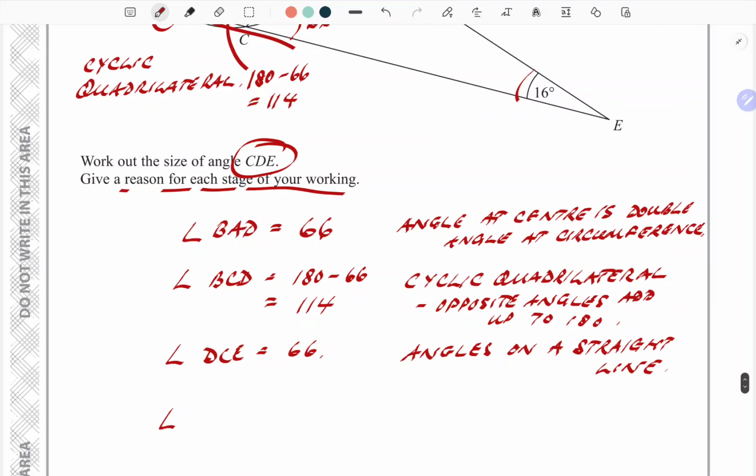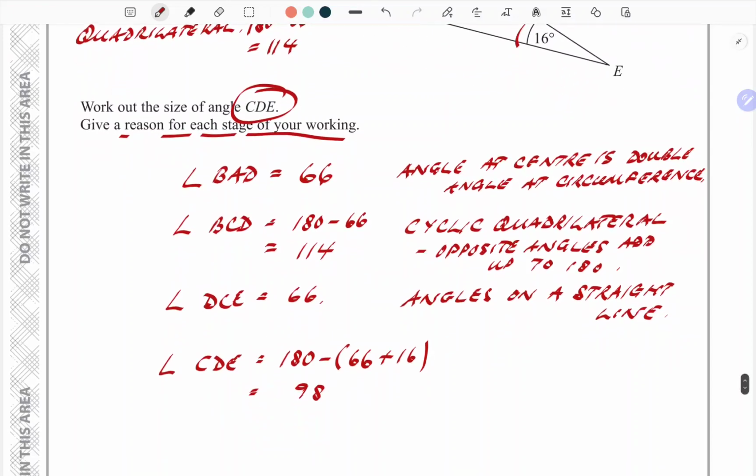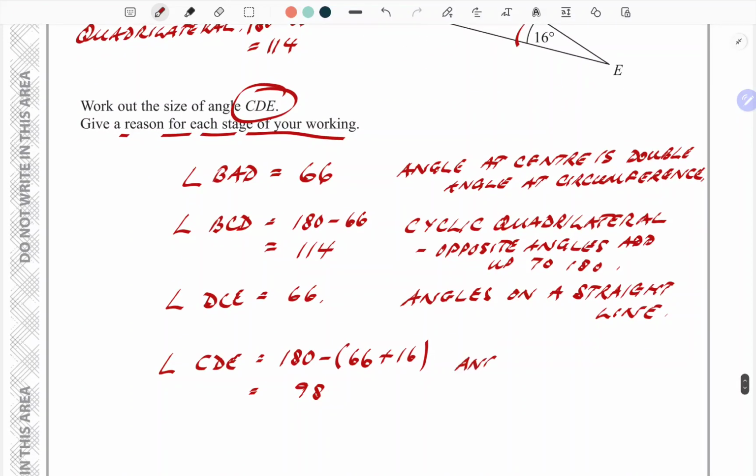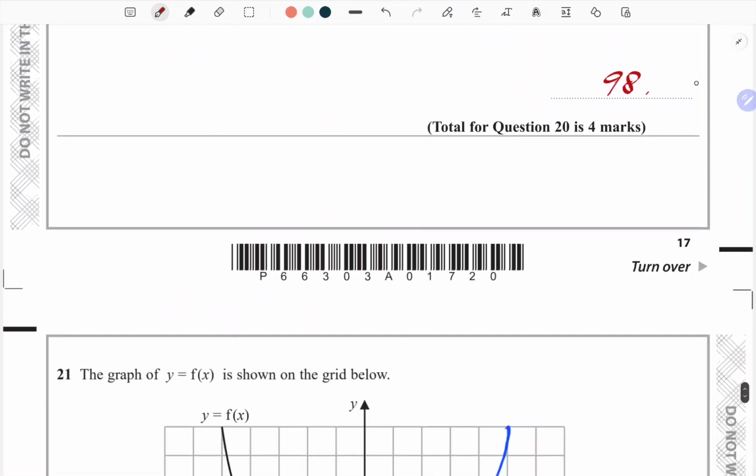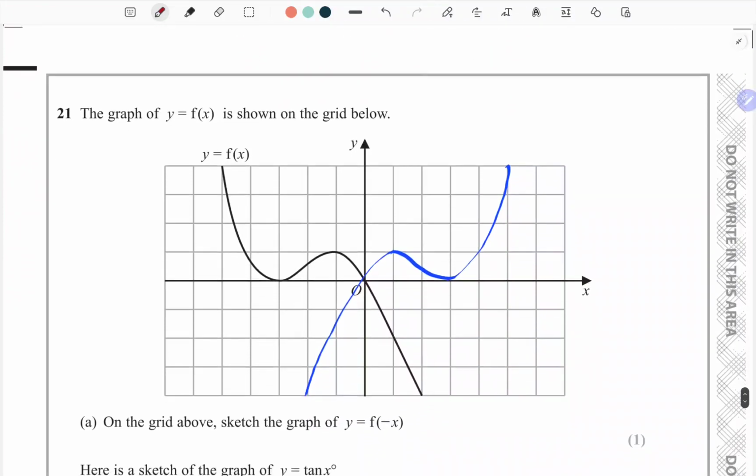And finally, angle CDE equals 180 minus, and all you have to write is 66 plus 16 equals 98. And here, angles in a triangle. There we go. That literally is all you need to do. And there's your answer, 98. Okay, moving quickly on, almost done.